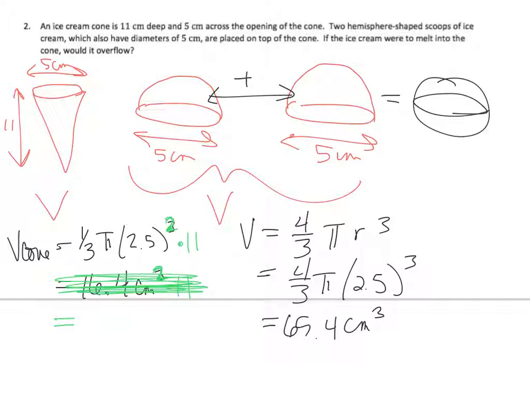I have 1/3 times pi times r squared times height. 71.99, so 72.0 centimeters cubed. The ice cream will not overflow because the volume of the cone is greater than the volume of the ice cream. Yay! Good catch on the mistake. I hope you guys caught that while I was working and thought to yourselves, what is Miss Carly doing? Yeah, I was messing up.